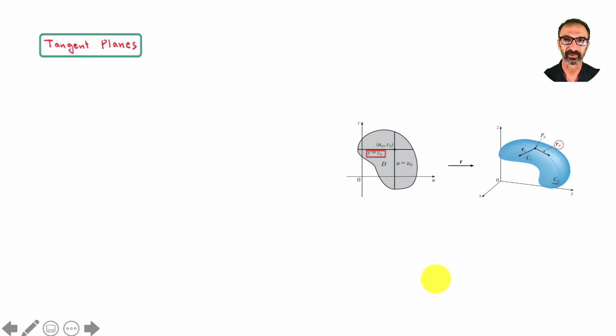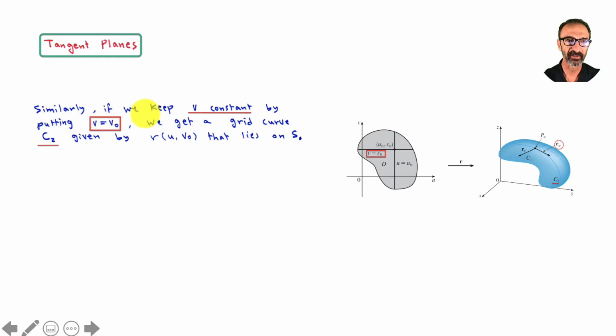Let's move the other way around. Notice now I'm boxing this right here, and I'm referring to ru, the partial derivative of r with respect to u. Before you do that, we are tracing along the curve C2. Similarly, if we keep v as a constant, v equals v sub 0, we get a grid curve C2 right there, given by r of u and v sub 0, that lies on the surface S.